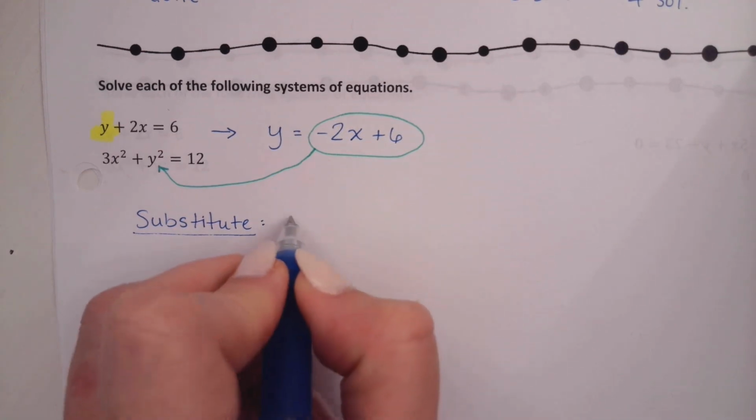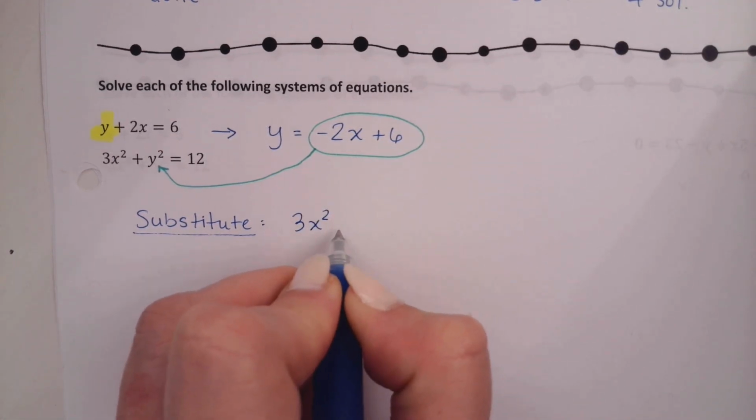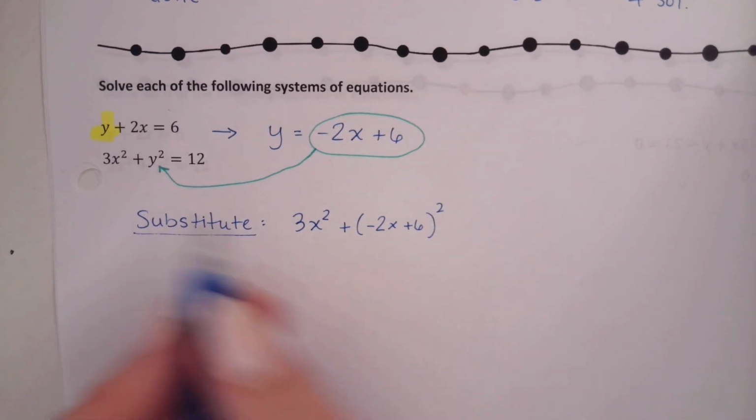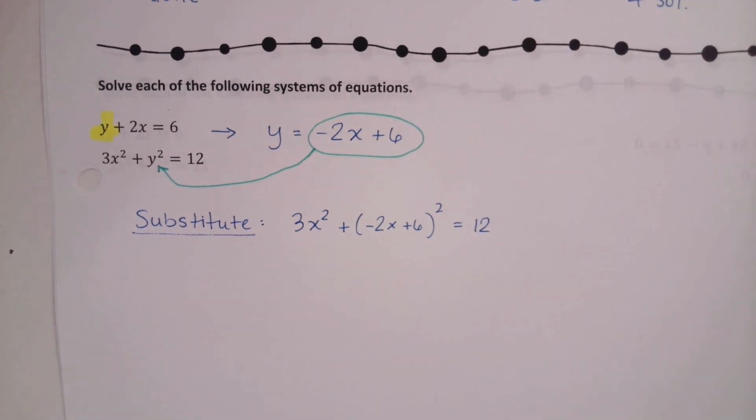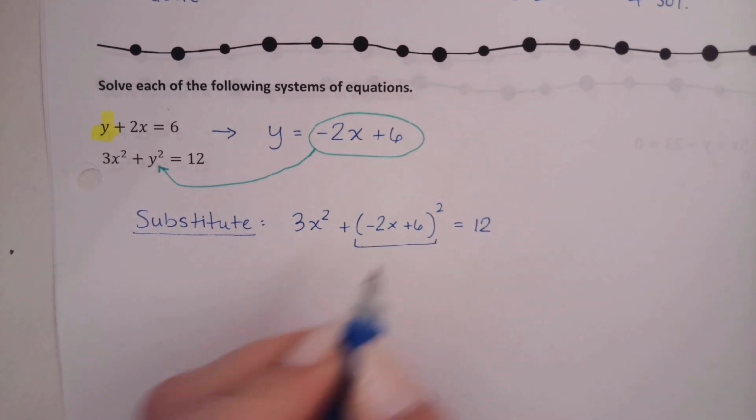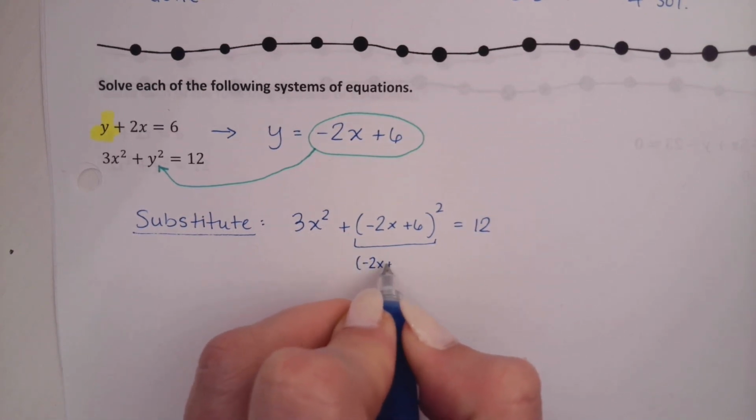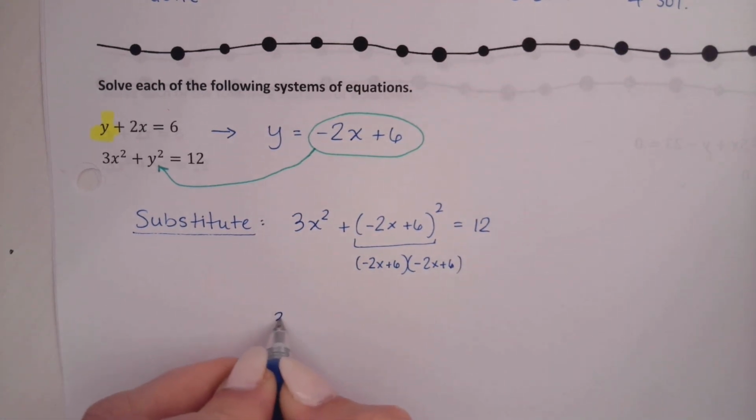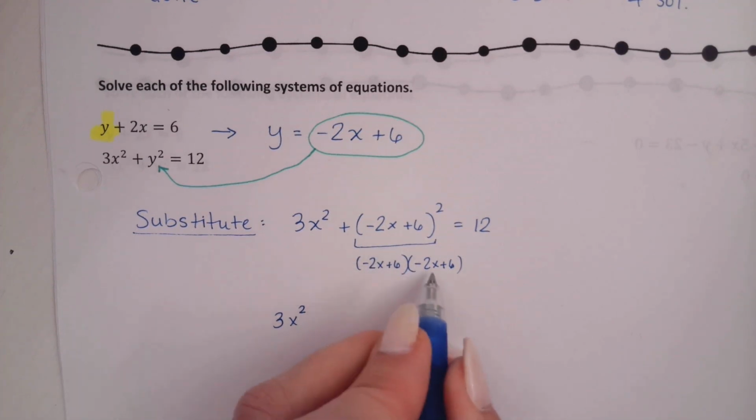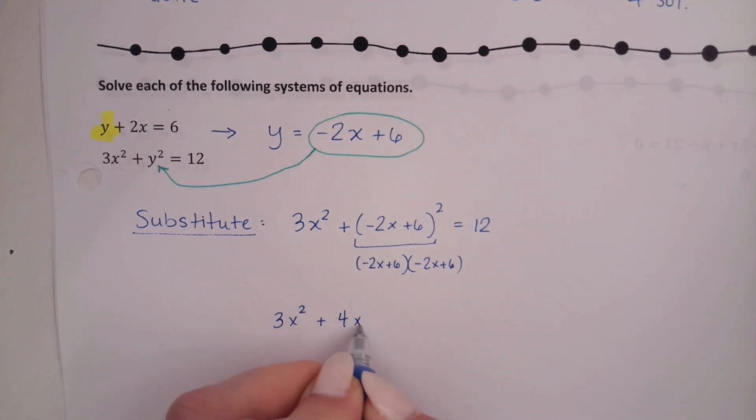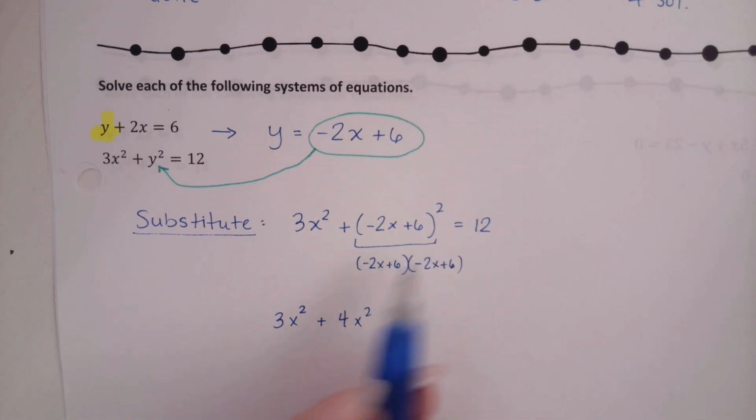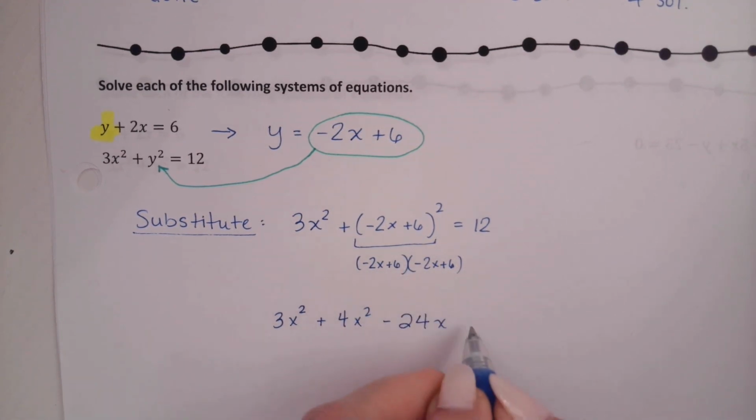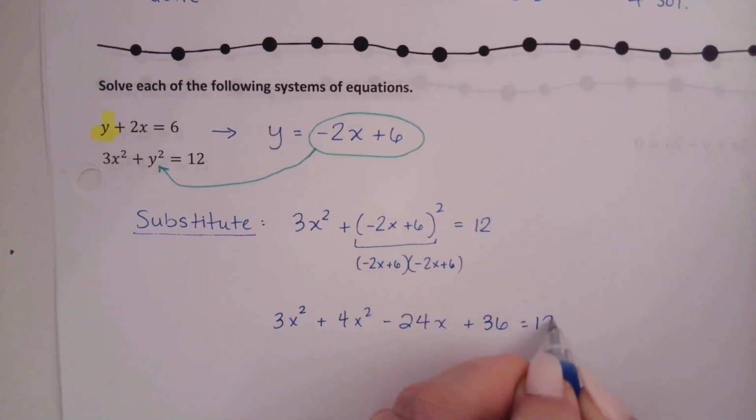All right, so here comes our substituting. We'll have 3x squared. In place of that y, we'll have negative 2x plus 6 squared equals 12. We do need to FOIL this bit right here. So we're going to have to do negative 2x plus 6 times another negative 2x plus 6. The first one would be 4x squared. And then we'll have negative 12x and another negative 12x, which would make negative 24x. And then last times last would be 36 equals 12.